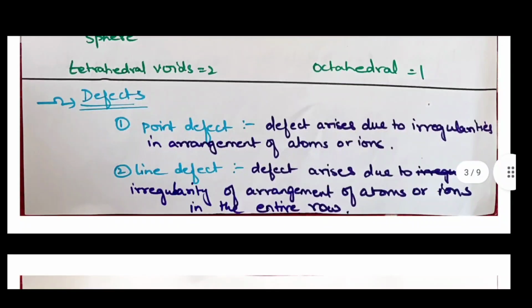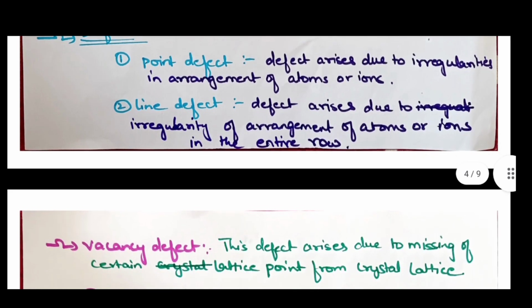So we have defects. There are many defects which I have listed below. First you have point defect. It is a defect which arises due to irregularities in arrangement of atoms or ions. Second is line defect. It is the defect which arises due to irregularities in arrangement of atoms or ions in the entire row. This is the same as point defect, but the extra point is that it is present in the entire row, whereas point defect is present at a particular point only.